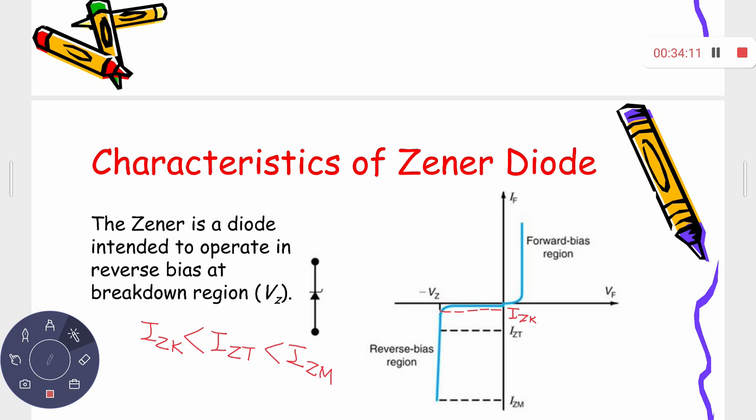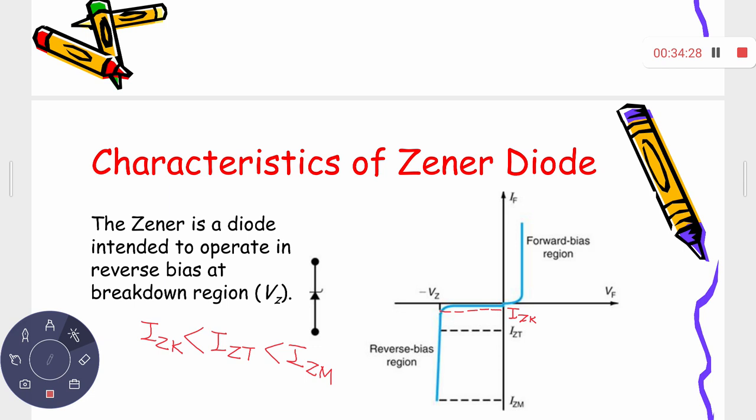So knee current is reverse saturation current? Slightly greater than. Almost the same. When the applied voltage is just exactly equal to this one, then that value is equal to IZT. Slightly greater than that. Okay.